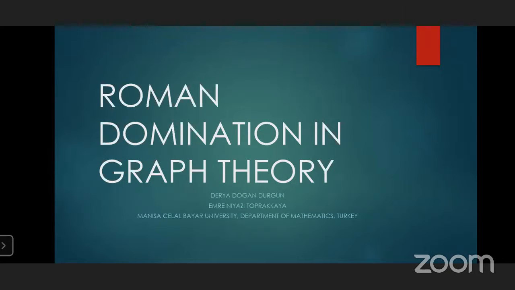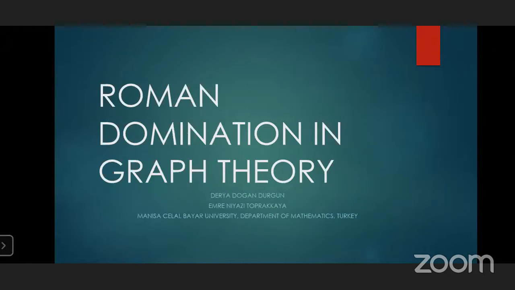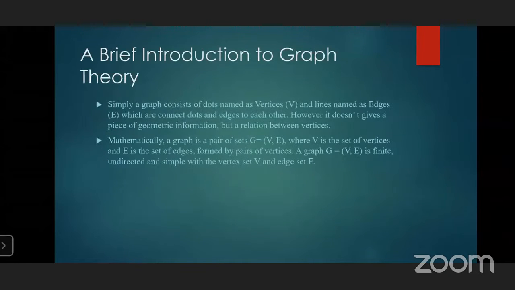Okay, my name is Emre Toprakkaya. I'm going to present a presentation about Roman domination in graph theory. Let's start with a brief introduction to graph theory. Simply, a graph consists of dots named vertices and lines named edges, which connect the dots to each other. However, it doesn't give geometric information, but a relation between vertices.